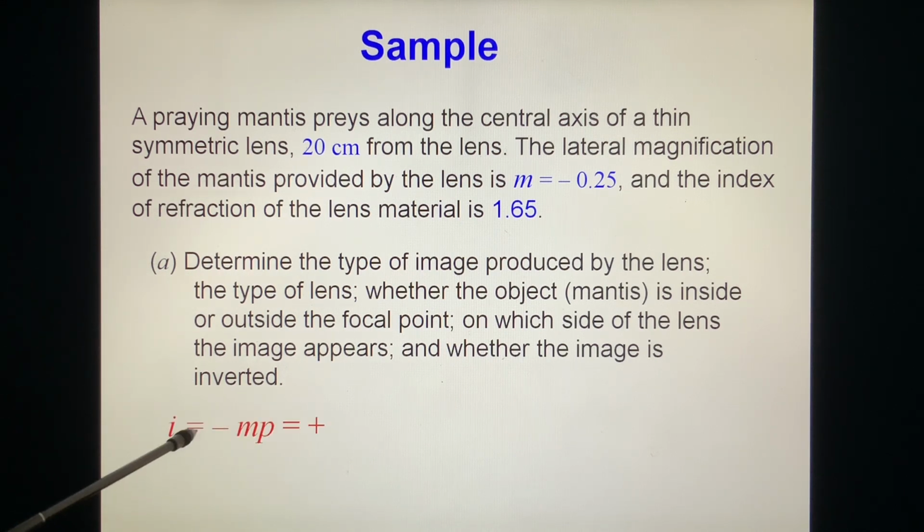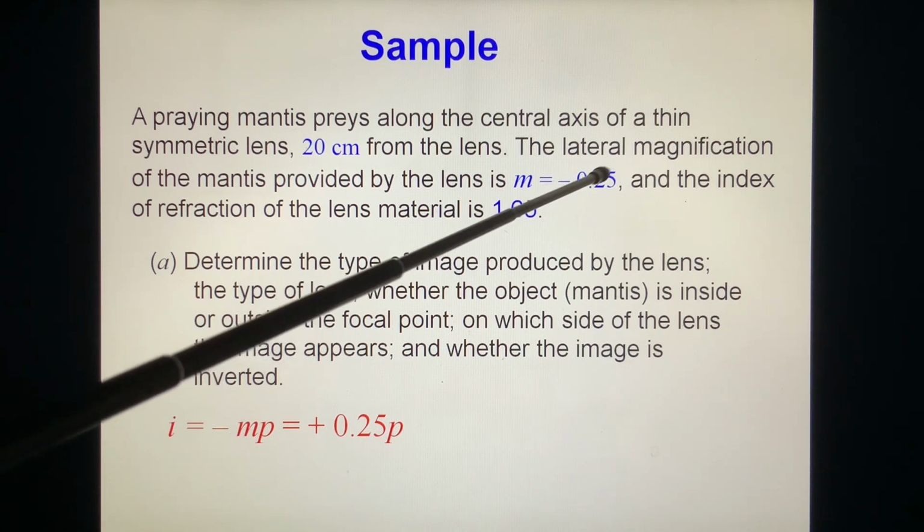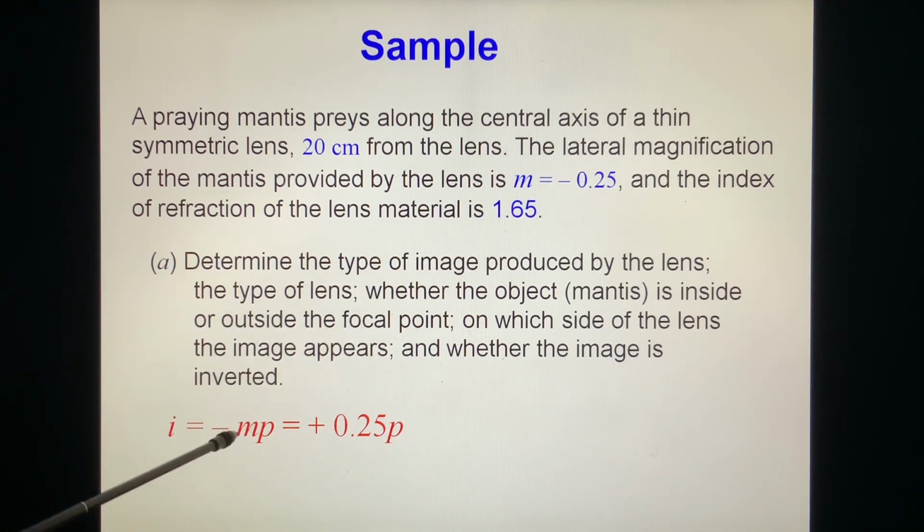We know I equals minus MP. M is minus 0.25, okay? So we put this M inside, we get I is 0.25 P. Because P is always positive, I is positive. Then we get a conclusion. I is positive, so it's a real image. The M is a negative number, so it's upside down, inverted.